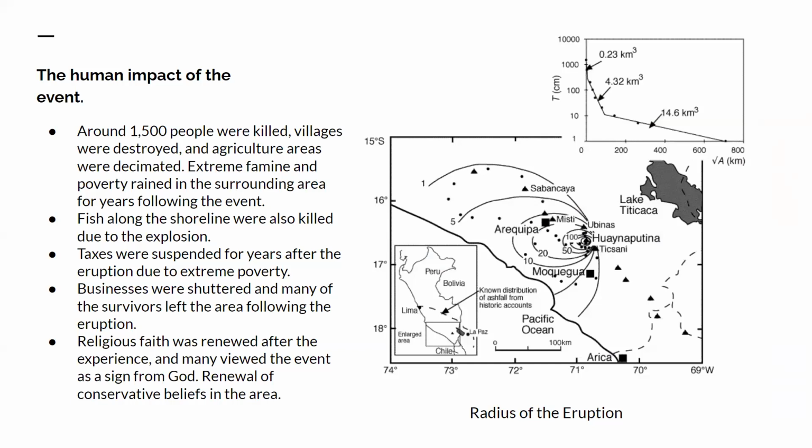So the human impact of the event: around 1,500 people were killed in the initial explosion, and the surrounding villages and agriculture fields were destroyed. Extreme famine and poverty was ever present in the area for years following the event. Fishing along the shoreline was also affected due to many fish being killed in the explosion. Taxes in the area were suspended for years due to the extreme poverty. Businesses were closed and many survivors simply left the area. After all these cataclysmic events, religious faith in the area was renewed, as many viewed the events as some kind of sign from God, and a renewal of conservative beliefs went throughout the area.